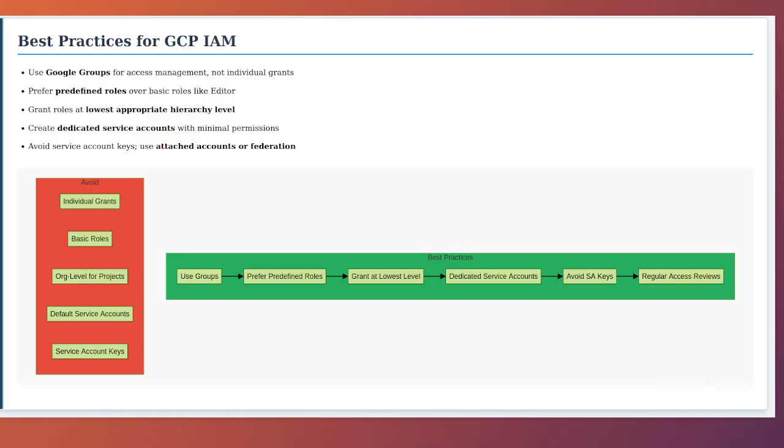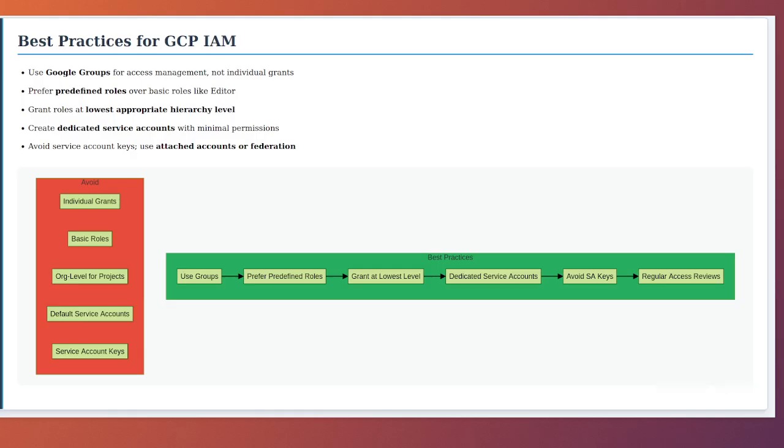Fourth, use service accounts with minimal permissions for applications. Create dedicated service accounts for each application or service, and grant them only the roles they need. Do not use default service accounts, which often have overly broad permissions, like editor. Name service accounts clearly to indicate their purpose.